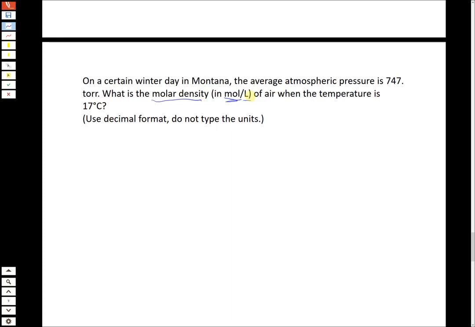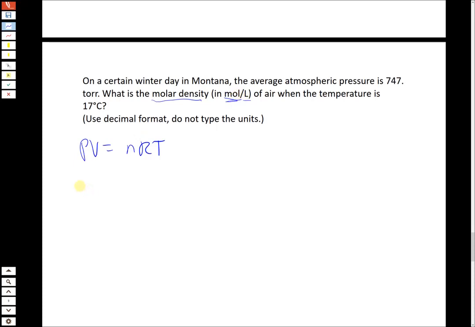Here it says, on a certain winter day in Montana, the average atmospheric pressure is 747 torr. What is the molar density of air when the temperature is 17 Celsius? Use decimal format to not type the answers. So here we're starting with PV equals nRT, but we actually don't need to rearrange anything or replace any of the units. We're just solving for molar density, which is moles per liter.